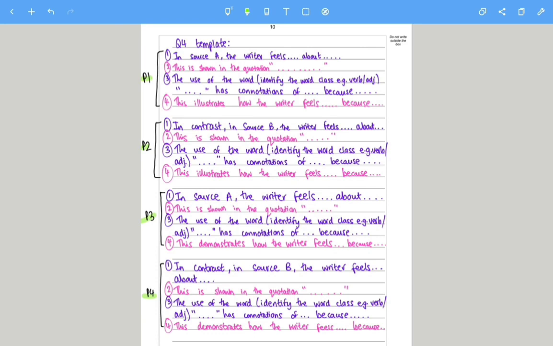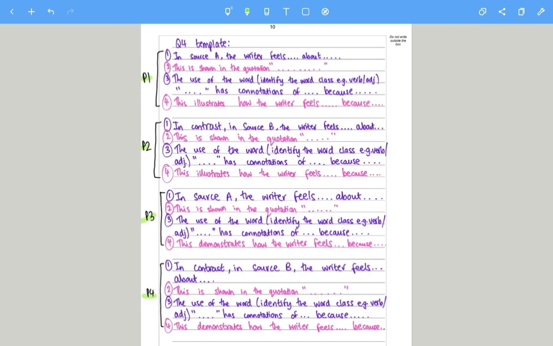And then number 4 is to tell us, this illustrates how the writer feels ... because ... So here you need to focus on the writer's feelings and tell us what it expresses about their attitudes towards sweets, for example. And then you will contrast it in paragraph 2, where you'll move on to source B and do the same sort of thing, follow the same order, and then you'll repeat it in paragraph 3 and paragraph 4.